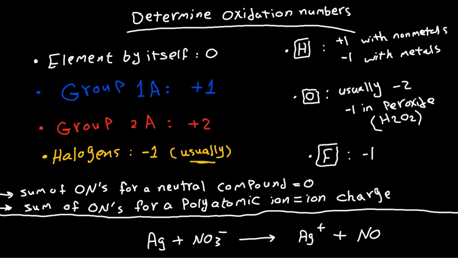Now let's start with Ag. Silver is an element by itself. It's not combined with any other elements, it's just on its own. That means its oxidation number is 0.